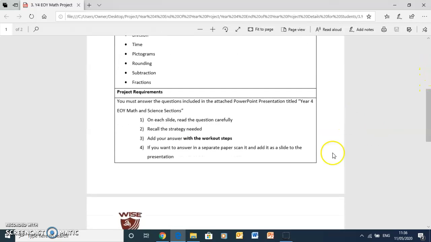Project requirements. You must answer the questions included in the attached PowerPoint presentation titled Year 4 End of Year Math and Science Sections. On each slide, read the question carefully. Recall the strategy needed. Add your answer with the workout steps. If you want to answer in a separate paper, scan it and add it as a slide to the presentation.